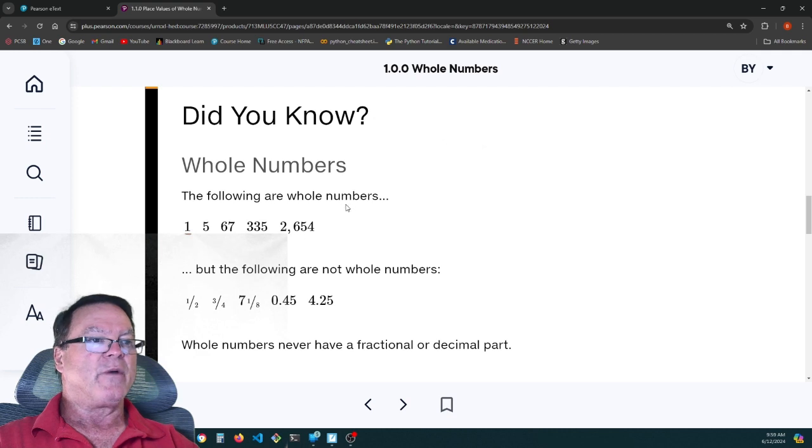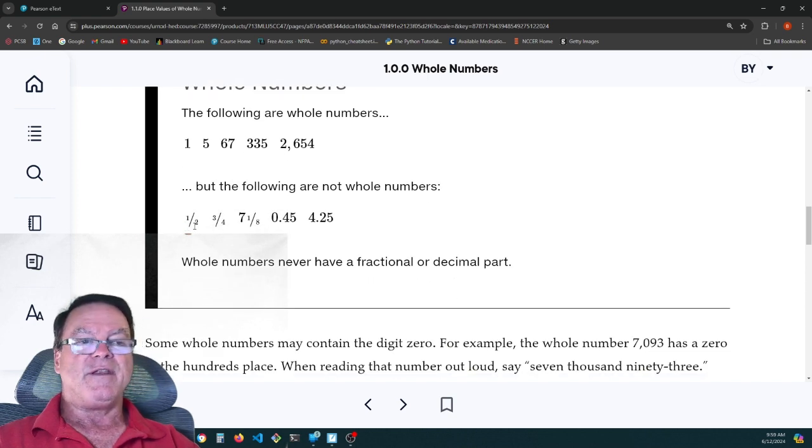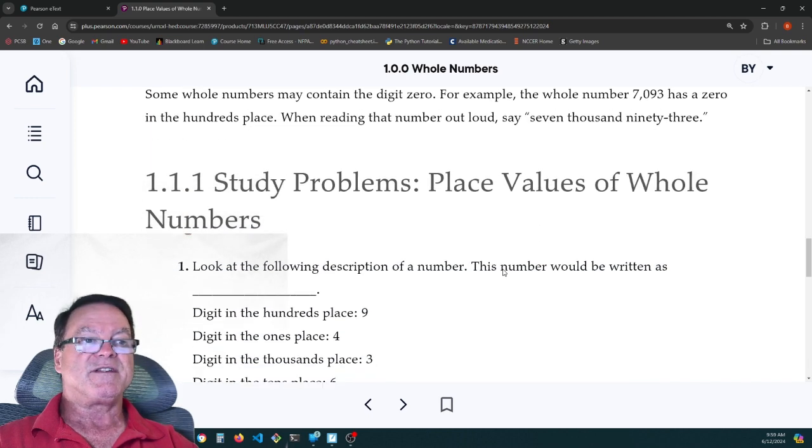It says, did you know the following are whole numbers? 1, 5, 67, 335, 2,654. But the following are not whole numbers. These are fractions: 1/2, 3/4, 7 1/8. That's a mixed number with whole numbers and fractions. And 0.45, 4.25. Those are not whole numbers. Whole numbers never have a fraction or a decimal.